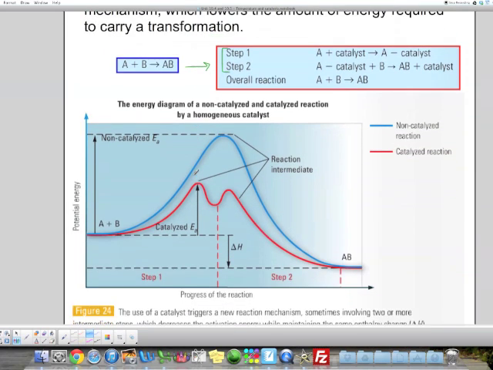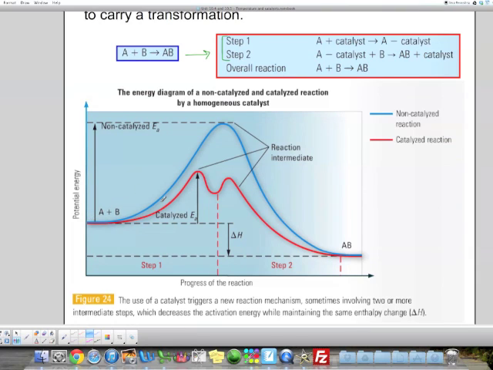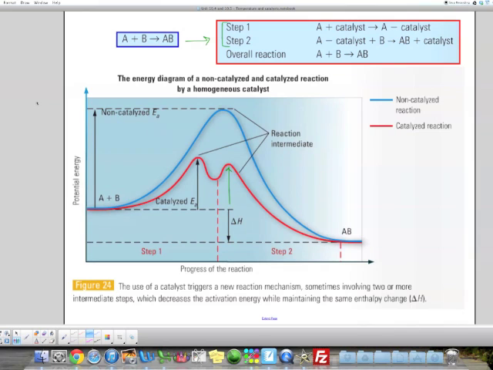So how does this translate into a graph? Well, my original reaction had 1 step, so 1 activation energy. In this case, because it's broken down into 2 different processes, I have 2 hills to my process, 2 parts, but with each a smaller activation energy. So this is much easier to overcome, these two, than to have to go all the way up the hill over here. So it helps the reactants react. It speeds up the reaction in that way.